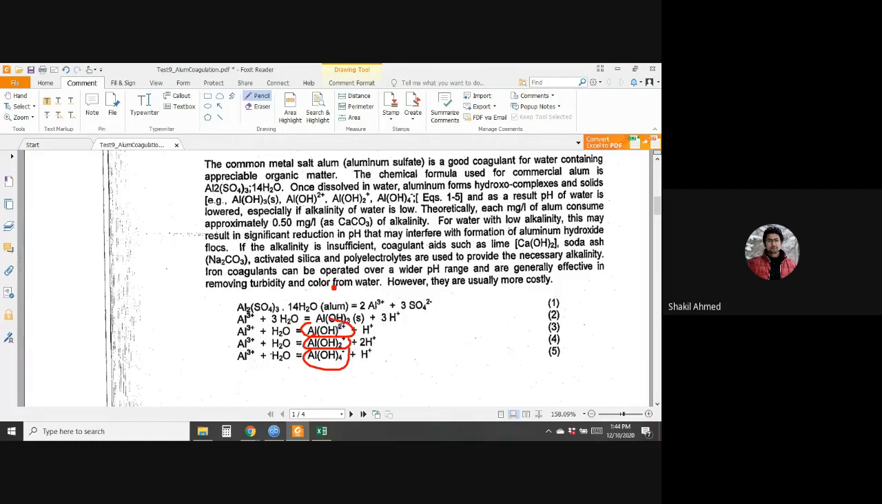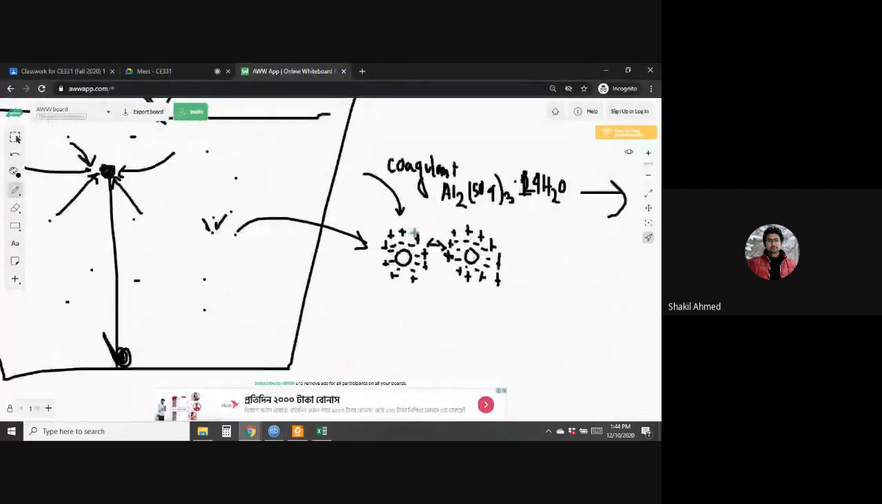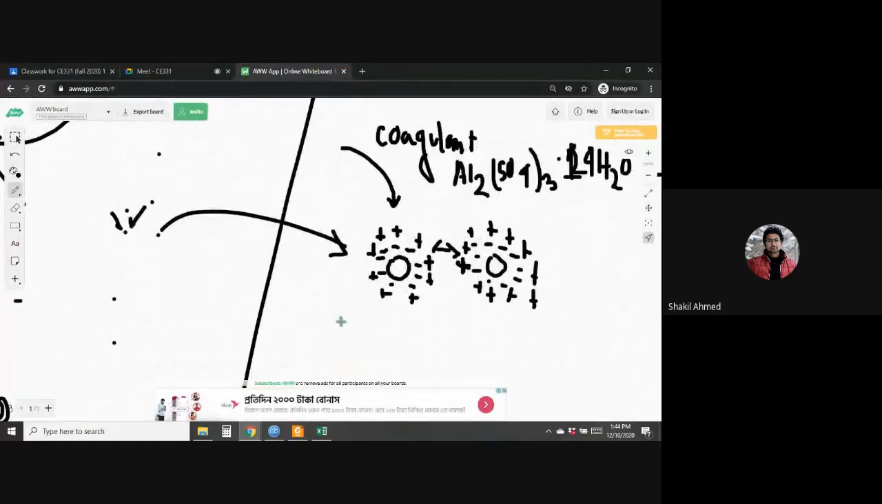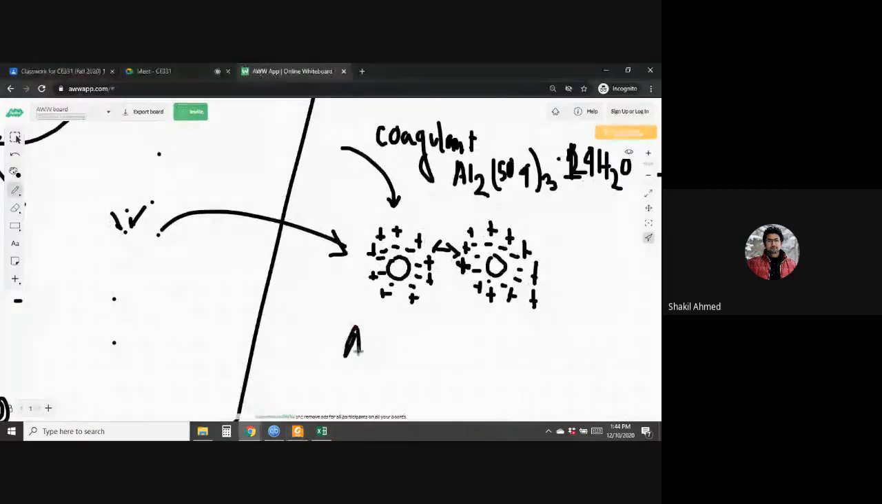Now, these positive charge species, in fact, have greater affinity. For example, the aluminum hydroxide ion.